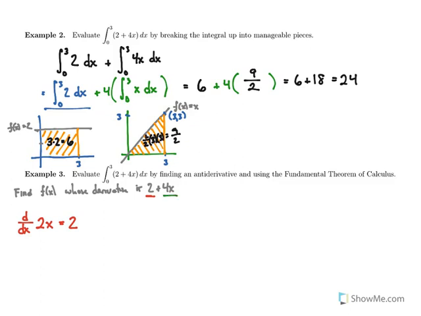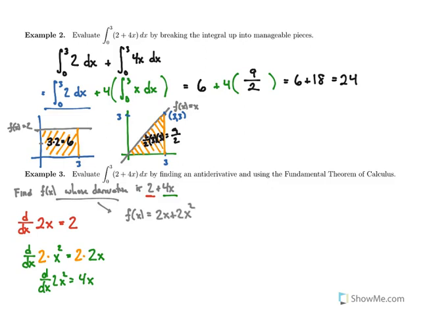A function whose derivative is 2 plus 4x, so we're doing one piece at a time. For 4x, we have to think about the derivative of something with x squared. The derivative of x squared is 2x. And if I want to get a 4x, I just need to multiply everything by 2. Here we have the derivative of 2x squared is 4x. So our function that we're looking for, whose derivative is that, is 2x plus 2x squared.